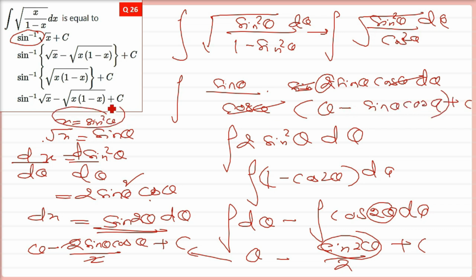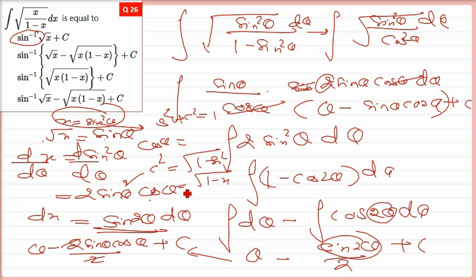Now sine theta cos theta will be replaced like this. Because x is sine square theta, sine theta will be root x. Cos theta will be under root 1 minus sine square theta. So under root 1 minus sine square theta is already x, so under root 1 minus x will be there. Sine square theta plus cos square theta is 1. That's why cos theta can be written as under root 1 minus x. That's what we are going to use here.